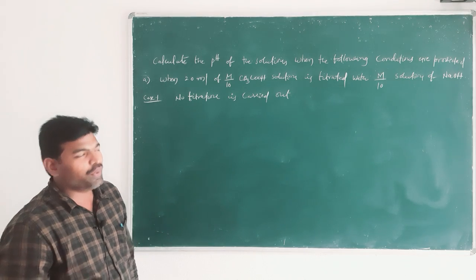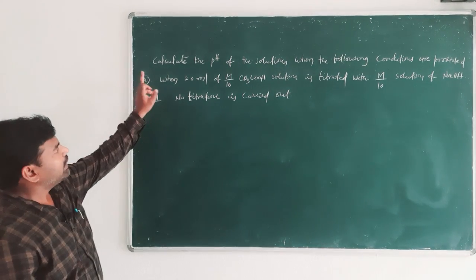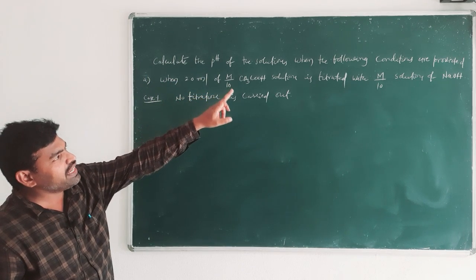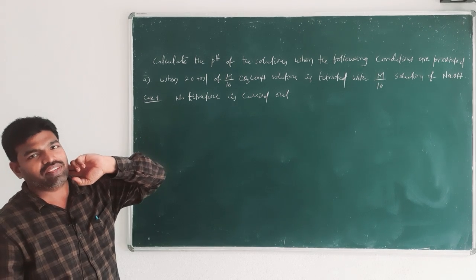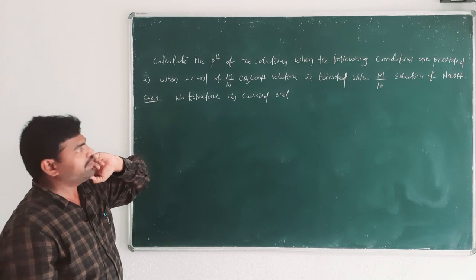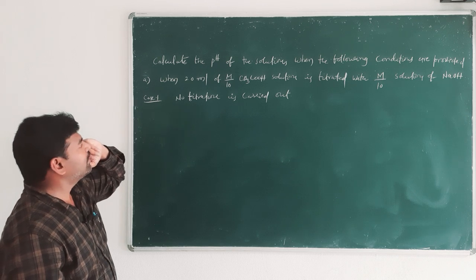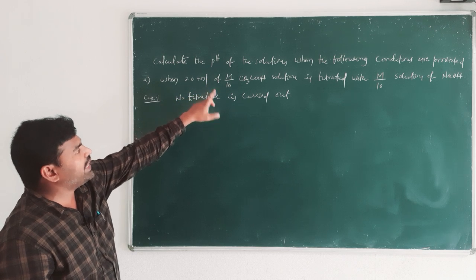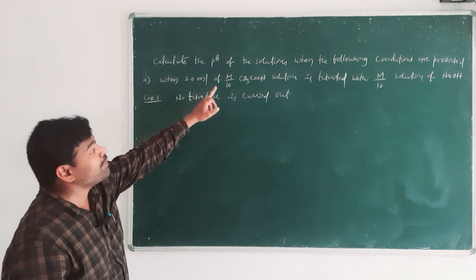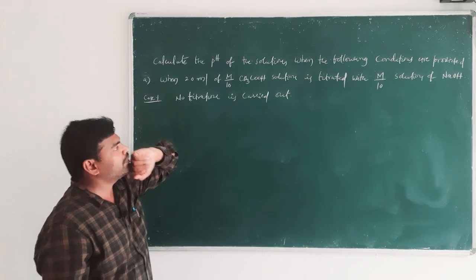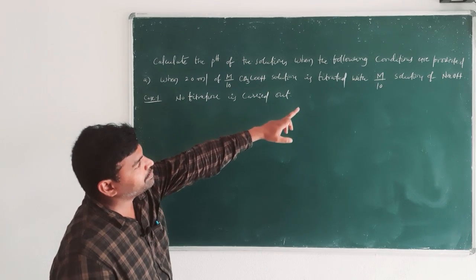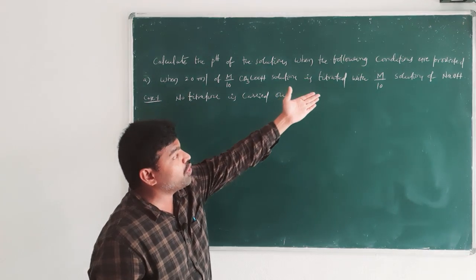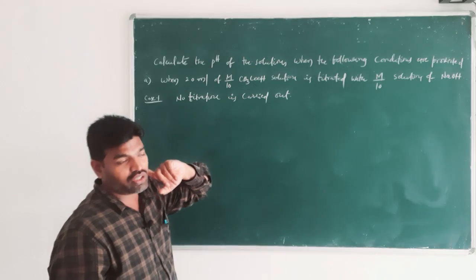Okay. Problem is, calculate the pH of the solutions when the following conditions are provided. Condition 1: when 20 ml of M/10 acetic acid, that is decimolar acetic acid solution, is titrated with M/10 solution of sodium hydroxide, that is decimolar solution of sodium hydroxide.